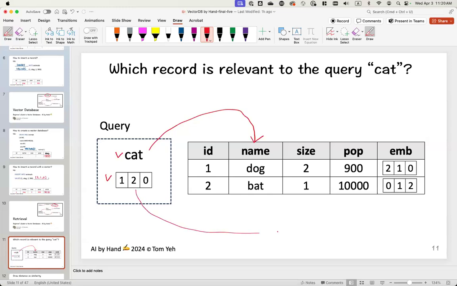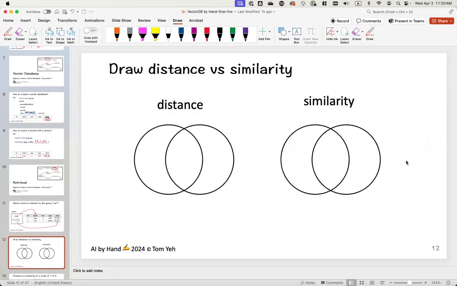So we might want to match the embedding over here and be able to retrieve dog instead of cat. So that's conceptually how we want to accomplish our retrieval process. All right, let's look at the next slide.